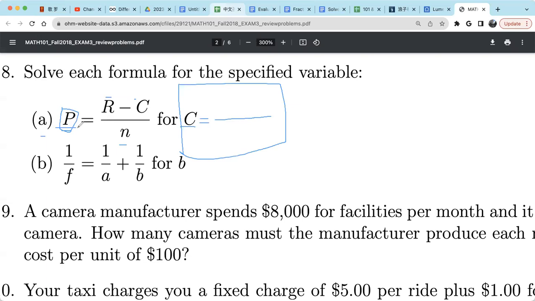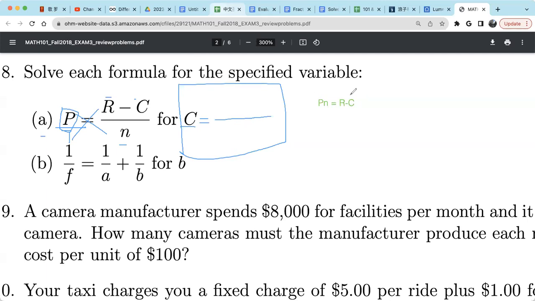Well, first, P is P over 1. Right? P is P over 1. So let's cross multiply. Cross multiply, we get P times N, Pn, then 1 times R minus C, which is R minus C. We don't really have to do 1 multiply, right? 1 multiplied by anything is anything.